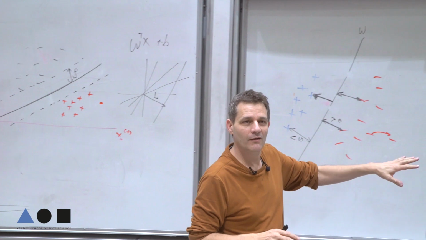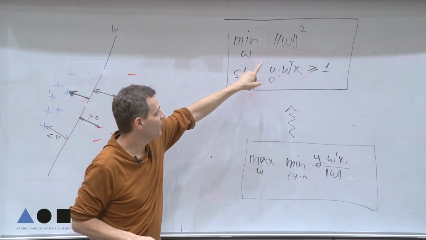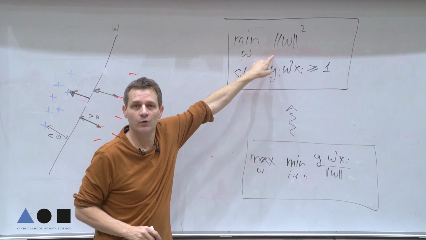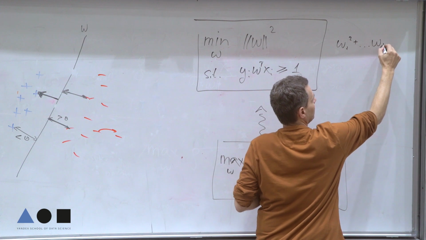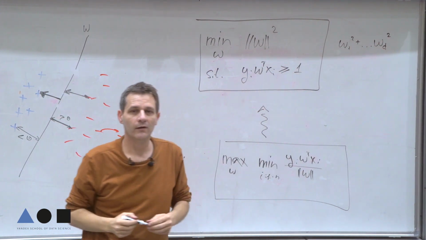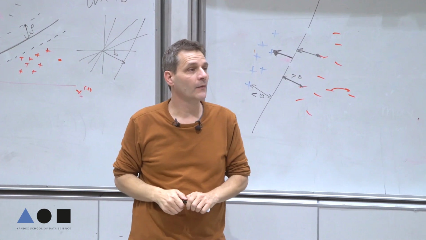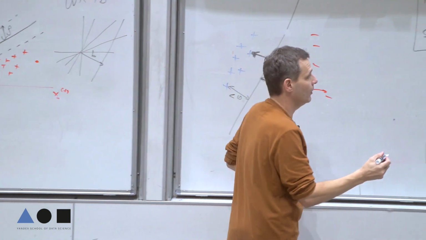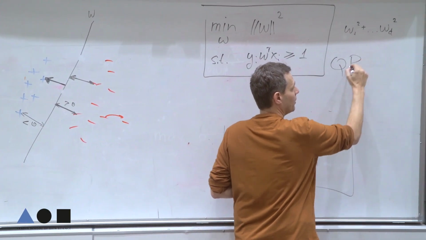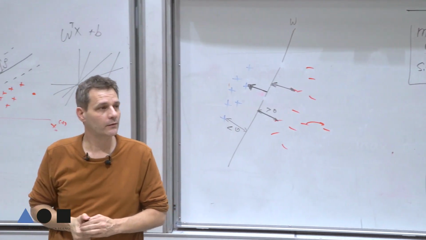Now, OK, we did all this work. Is this much easier? Well, yes, because this is actually a quadratic function, right? The norm of w is just w1 squared plus, right? This is just a square function with linear constraints. And it turns out that this is a class of optimization problems called quadratic programming. And there are efficient algorithms to solve it.